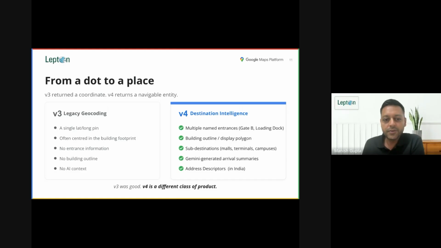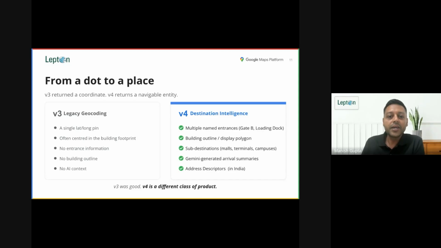So in V4, it is not just a dot on the map. It gives you a place, a real structured destination. It gives you multiple named entrances, building outlines, the actual shape of the building. And for example, if you have selected Ambience Mall in Gurgaon, it will actually give you sub-destinations as well. That means every shop inside the mall.